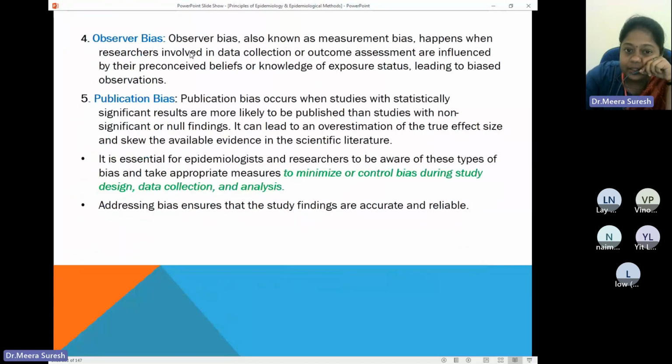Then there is observer bias. Observer bias is also called measurement bias, which means, as I explained earlier, a bias which is made from our part. The observer feels that one person can be a potential source of information and then spends more time with that person. A mistake from our part, in observation.